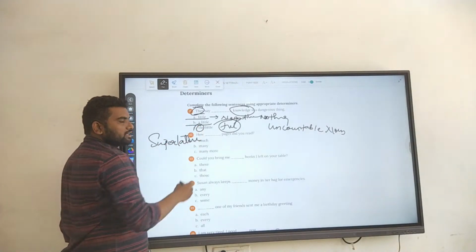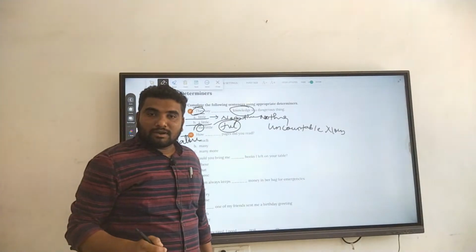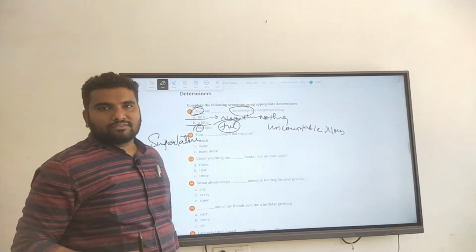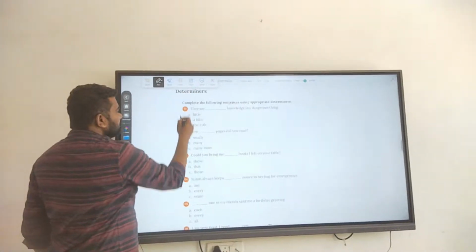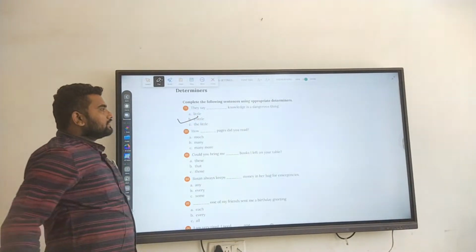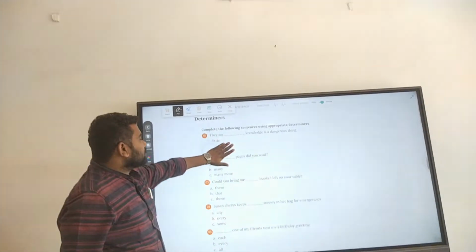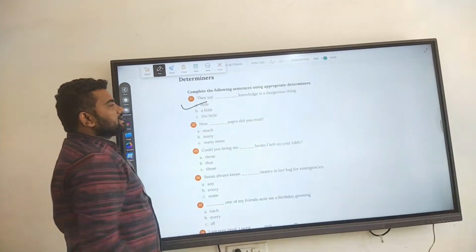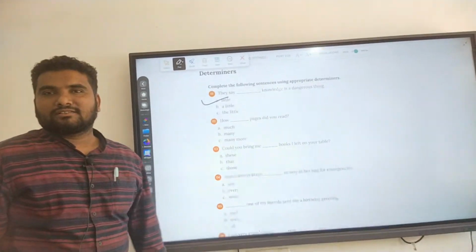The is used for what? Superlative. Here the is what? Article, but it is used in which degree? Superlative degree. So what is the answer here? Your answer is a little. Sorry, the answer is little. They say little knowledge is a dangerous thing.